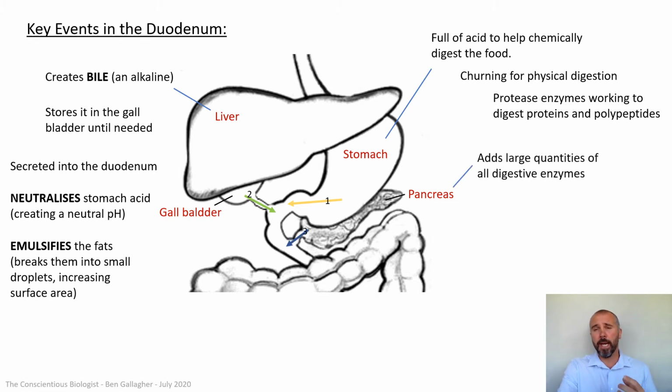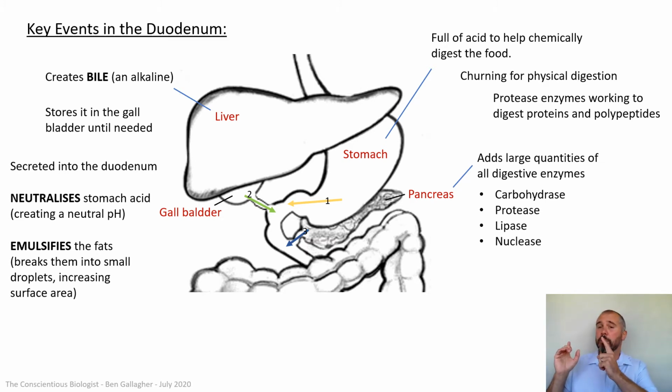Moving on to the pancreas then, the pancreas can now add large quantities of digestive enzymes. So you'll see I've put the 3rd arrow there in blue. I've written a number 3 on it. It's the 3rd event. Those digestive enzymes can now pile into the duodenum, with all the stomach contents already neutralized, and the surface area increased by the bile. So what that means is that the carbohydrases, the proteases, the lipases, the nucleases that have come from the pancreas have now got an optimal pH, they can start working, they can start digesting those polymers.